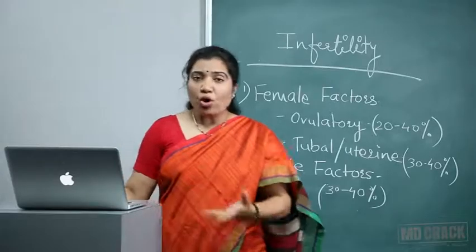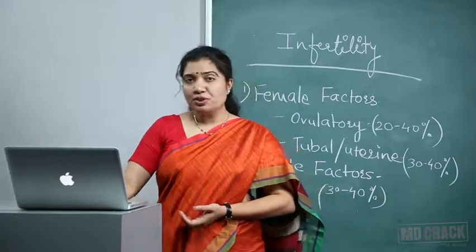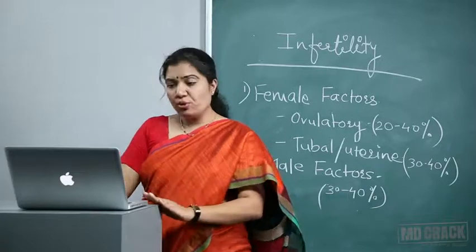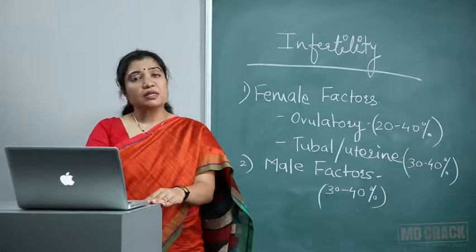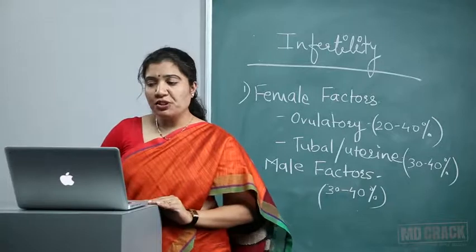If the block or the damage of the tube is irreversible, cannot be repaired, then the option is IVF-ET, that is in vitro fertilization with embryo transfer in the uterine cavity, or GIFT can be used, that is gamete intrafallopian transfer. IVF-ET is the best option in such patients.